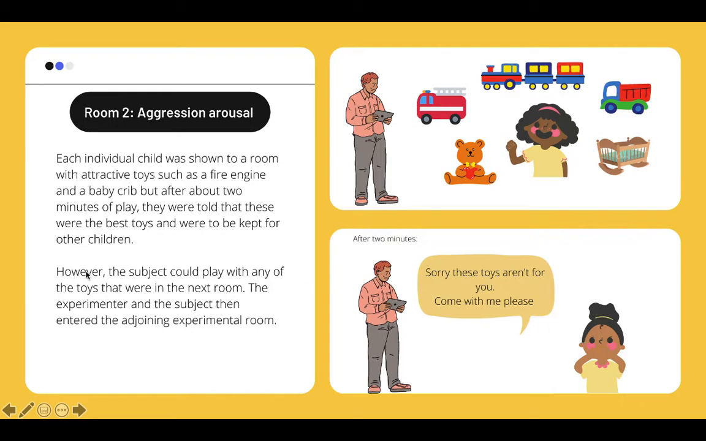But then the experimenter said, however, you could play with any of the toys that were in the next room. So then the experimenter and the subject entered the adjoining experimental room. So they go to the third room. So what's the purpose of this room? Basically, we want to make them aggressive. It's an aggression arousal phase. We try to make them angry.